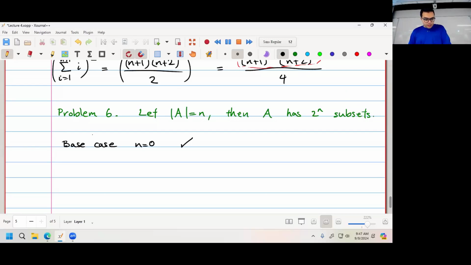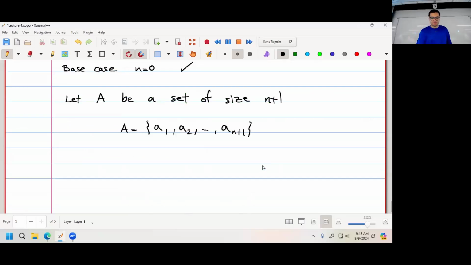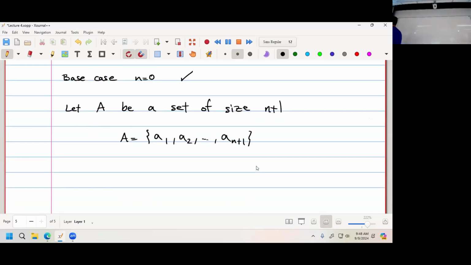Now let's say that I have a set of size n+1. When I'm doing my induction step, I assume that this holds for n, so every set of size n is going to have 2 to the power of n subsets. Now I have a set of size n+1, and I want to show that it has 2 to the power of n+1 subsets. So let A be a set of size n+1. I can write A as a_1, a_2, up to a_{n+1}. Let's say these are the elements, and I want to count the number of subsets of this set A.